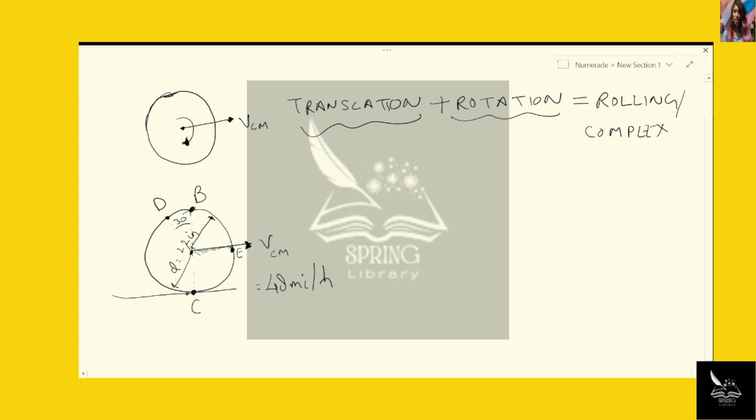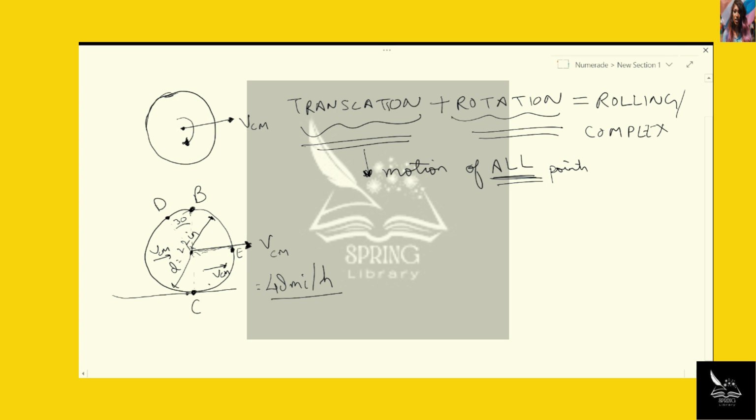To solve this problem, as I said, you need to think about separation in terms of translation and rotation. We know that a translation motion is basically a motion of all points of a rigid body, which means that all the points in this wheel have the same velocity no matter where you go. This will have VCM, this will have VCM. All the points on the wheel will be going with a velocity of 48 miles per hour. So this is the translational velocity.